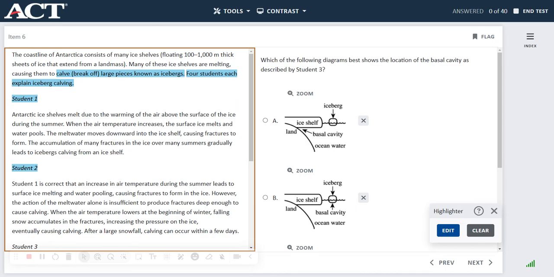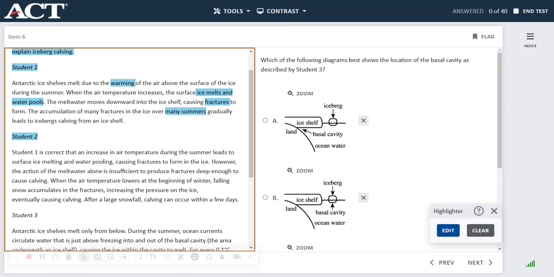Student 1 says it's due to warming of the air above the surface. When the air temperature increases, ice melts and water pools. The meltwater moves downward, causing fractures, and over many summers this causes gradual iceberg calving on the ice shelf. So: warming air, ice melts, creates cracks, and icebergs break off.